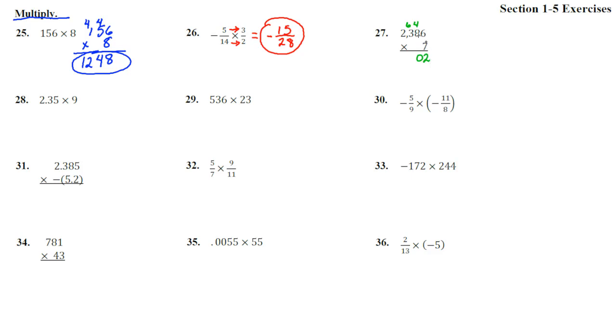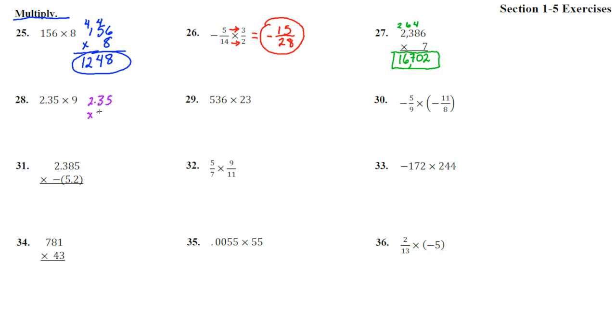That's 60. 7 times 3 is 21, plus the 6 is 27. So we're going to put the 7 down here and carry the 2. 7 times 2 is 14, plus that 2 is 16 and no place to carry it. So 16,702. All right, next one, number 28.